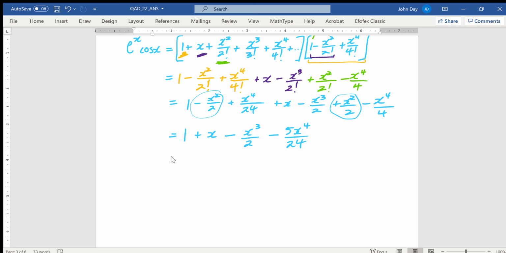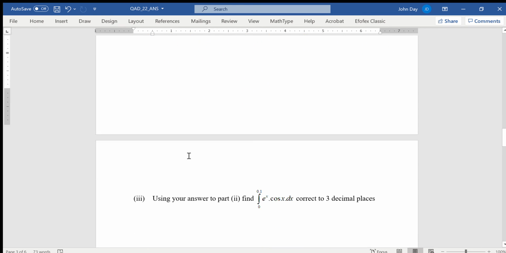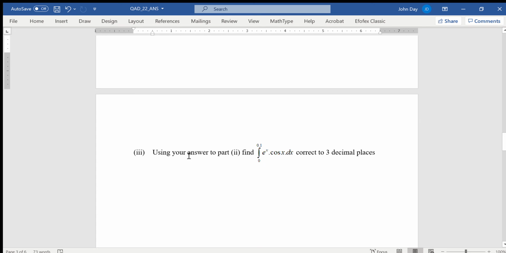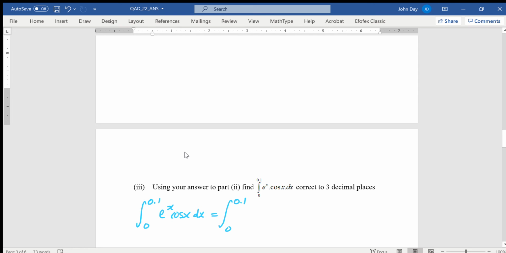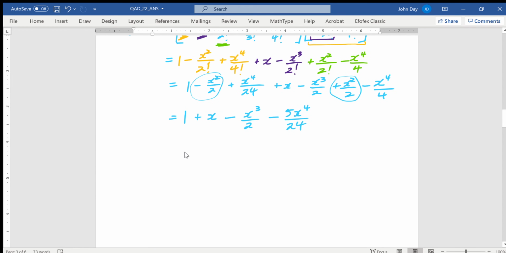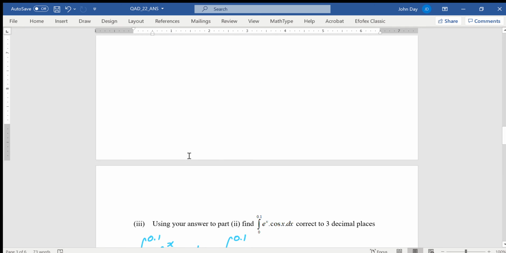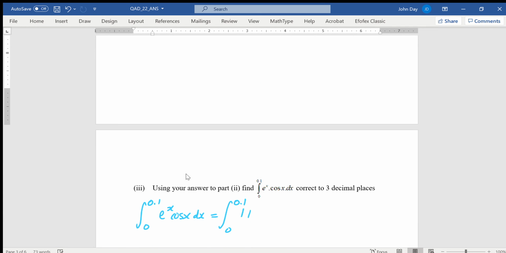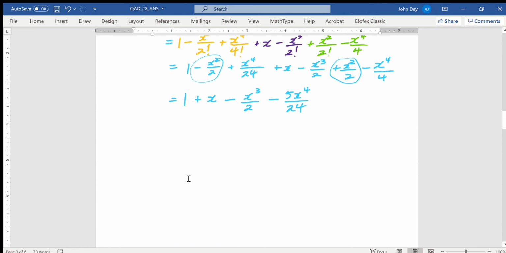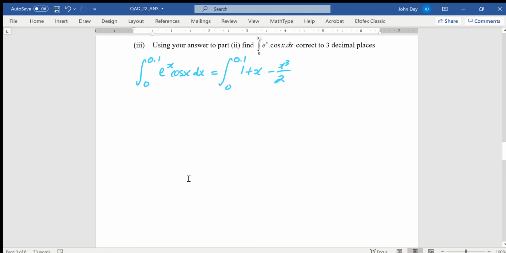All right, so that's got that written out a little bit neatly. So I can use that because they want me to integrate that. They want me to go the integral from 0 to 0.1 of e to the x cos x dx. And I'm saying that'll be the same as the integral from 0 to 0.1 of this thing I've just found. 1 plus x minus x cubed on 2. I'll just write it down. 1 plus x minus x cubed on 2. And the last term, minus 5x4 on 24.